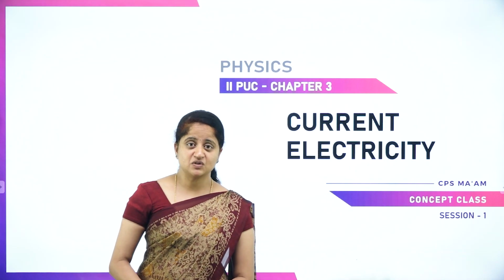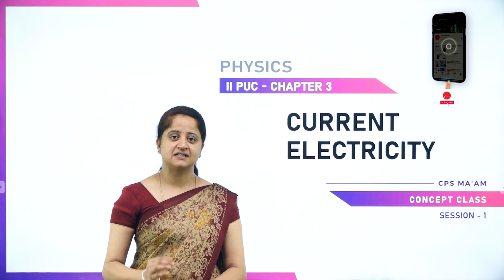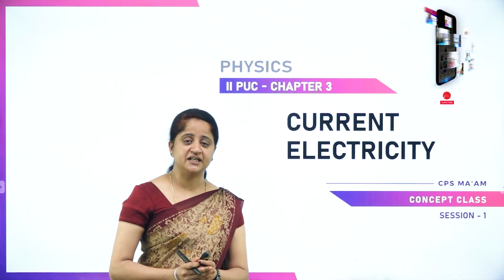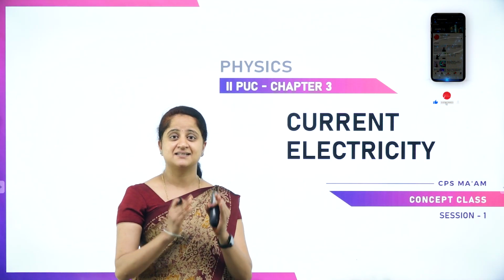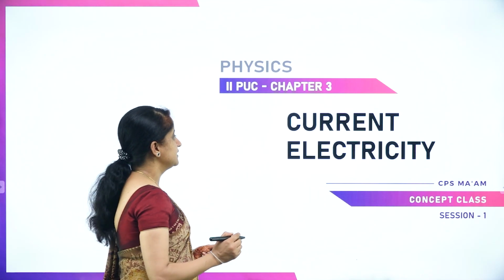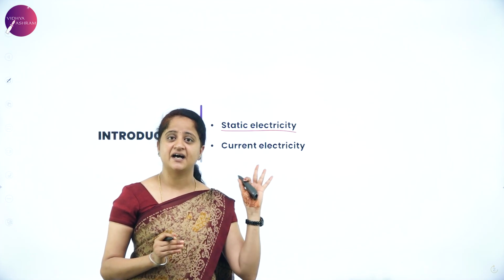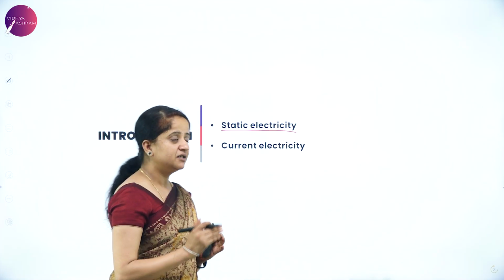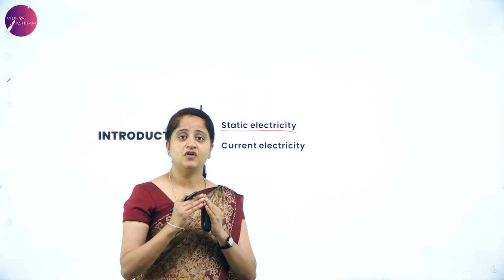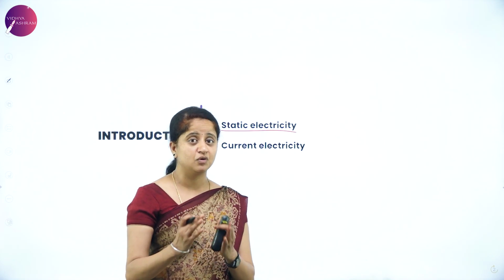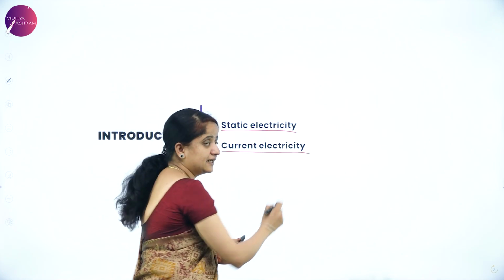Dear children, in the first two chapters, that is electric fields and charges and electrostatic potential and capacitance, we have studied about the charges in its static condition. So that is static electricity, which means the study of charges when they are at rest. So in this chapter, we are going to study about the flow of charges, the study of charges when they are in motion, and that is current electricity.